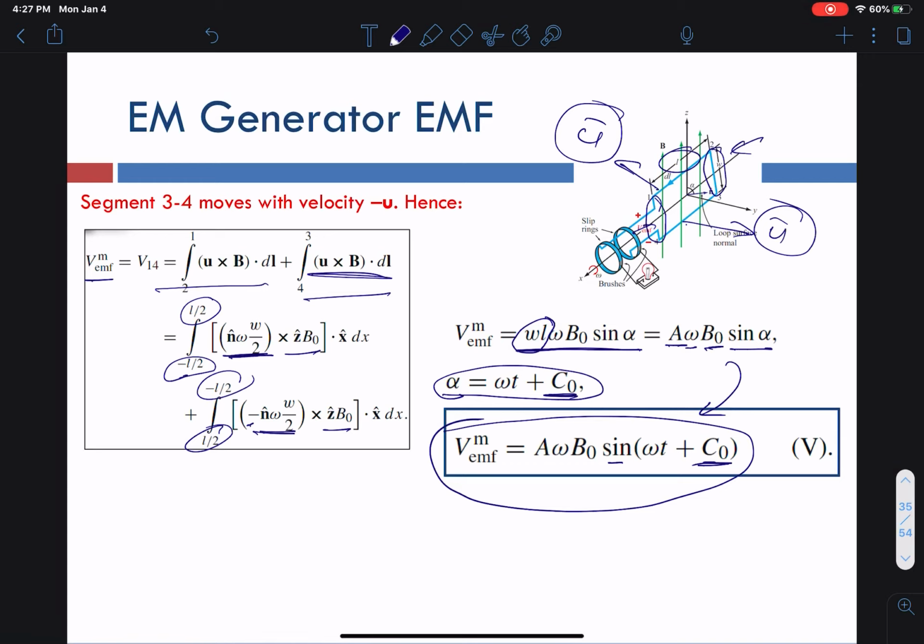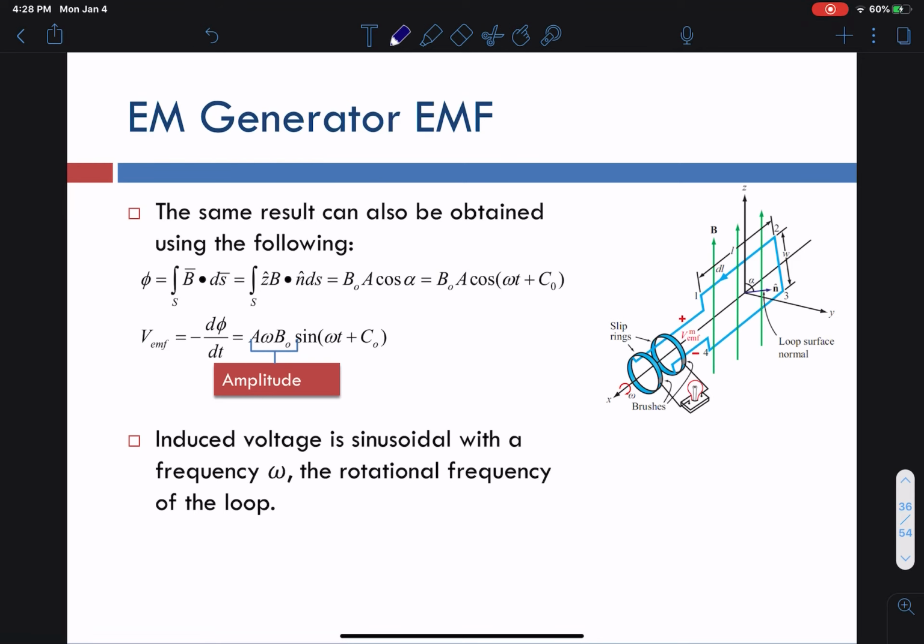Again, that depends on your area, omega, and also B0. Right, and you can get the same thing if we use Faraday's law. If you have the flux density and you know the area, you integrate over the area and get the total flux, right here. Then if you take the derivative of that flux with respect to time, you get the voltage. They both have the same expression, so you can go either way.